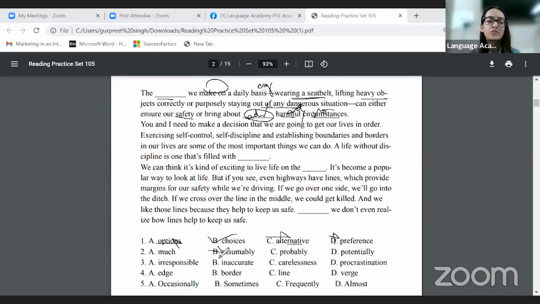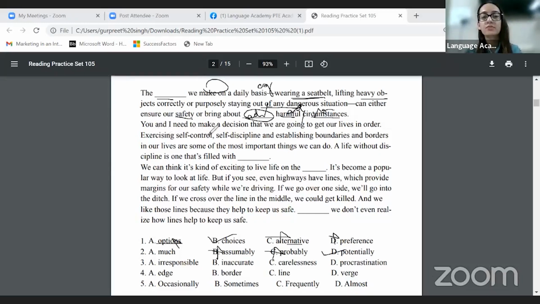Bring about much harmful, assumably harmful. Why will we assume that this is harmful? We will know it is harmful. If you're not wearing a seat belt, it is not something to assume that it won't be harmful. Probably means may be harmful, but it should be potentially. Potentially means something that has the potential to cause something. So if you are not wearing a seat belt, or if you are lifting the heavy objects incorrectly, then it is potential. It has the potential to cause injury to you. So that is called potentially harmful circumstances.